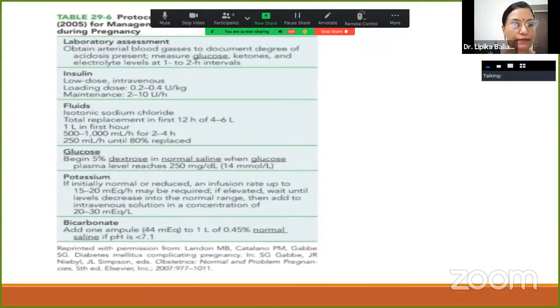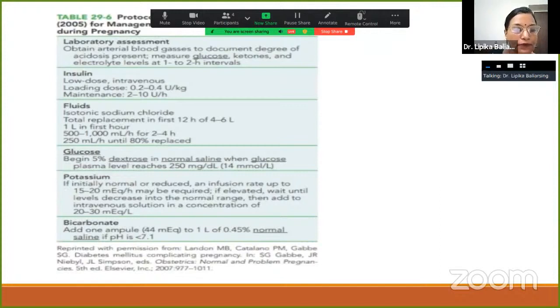And to give glucose, we have to begin with 5% dextrose in normal saline when the plasma glucose level reaches 250 milligram per deciliter, that is 14 millimole per liter. And if potassium is initially normal or reduced, then an infusion has to be set up, 15 to 20 milliequivalent per hour may be needed. If it is high, then we have to wait till the level falls into the normal range and then add to the IV solution in a concentration of 20 to 30 milliequivalent per liter.